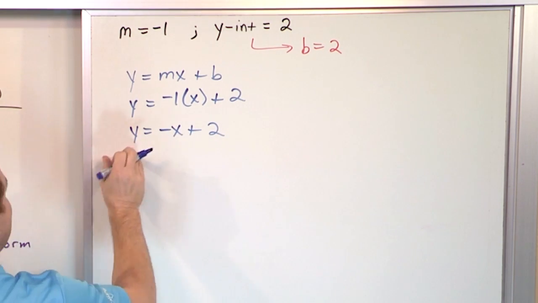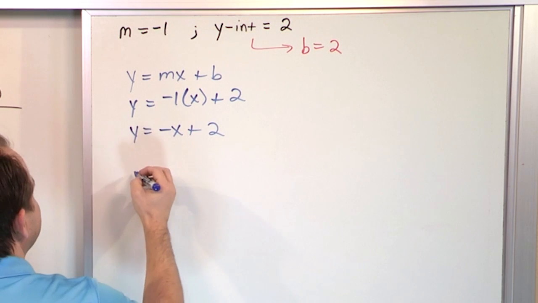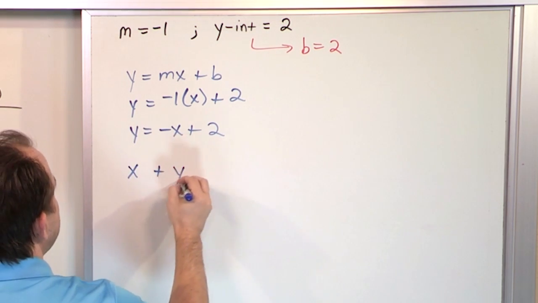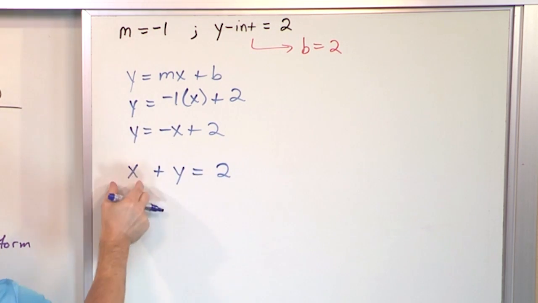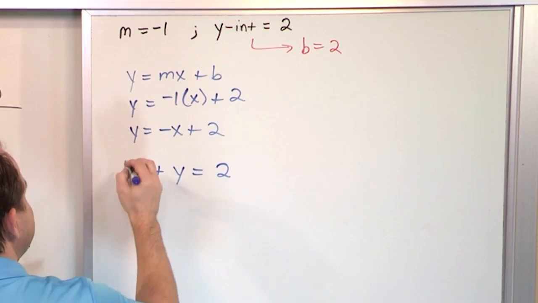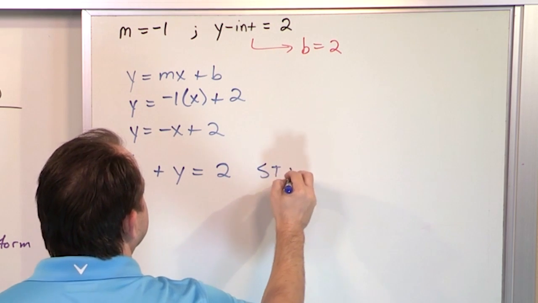So let's move the x over here by adding it, so we'll have x plus y equals 2. Because I add x here, it makes it disappear, and I add x over here, bringing it over there. And this is going to be in standard form.